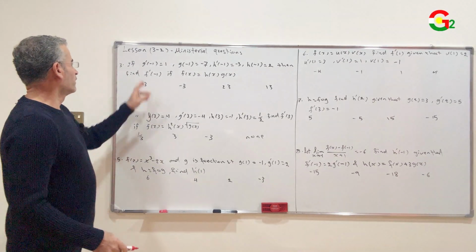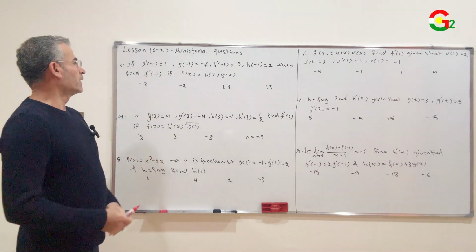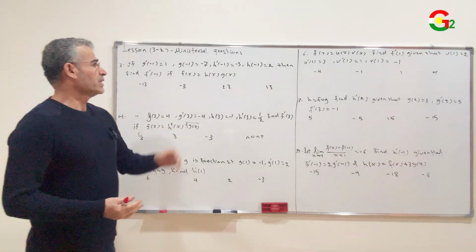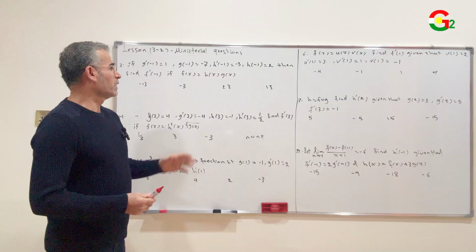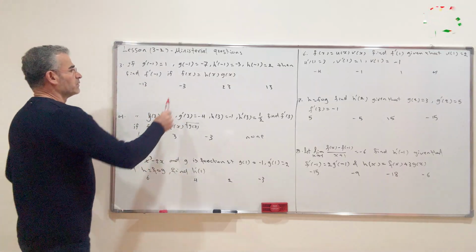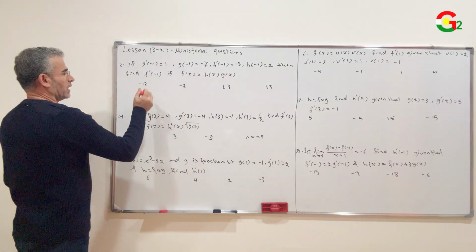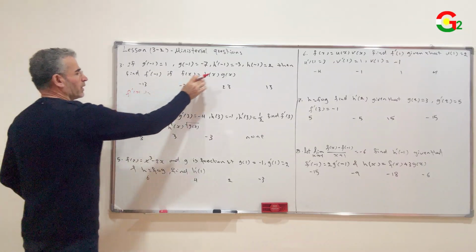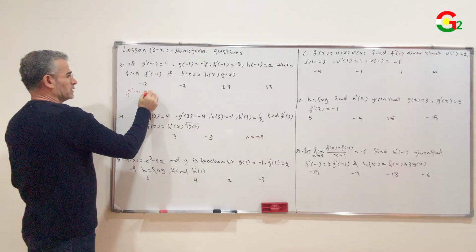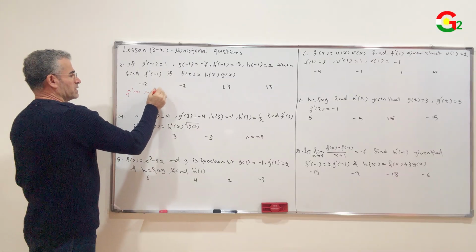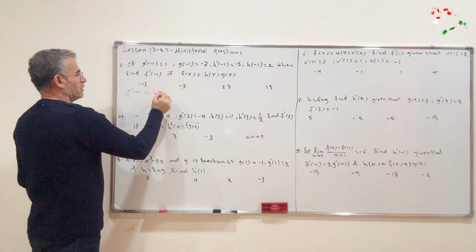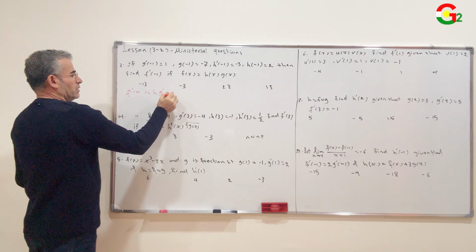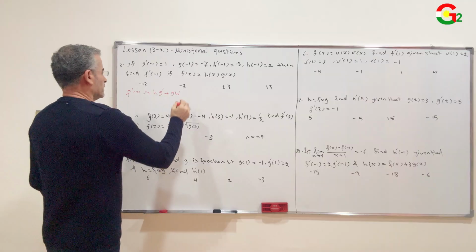Question number 3. If g prime of negative 1 equals 1, g of negative 1 equals negative 7, h prime of negative 1 equals negative 3, h of negative 1 equals 2, then find f prime of negative 1 if f of x equals h times g. F prime of x equals, applying the product rule for two functions, h times g prime of x plus g times h prime of x.